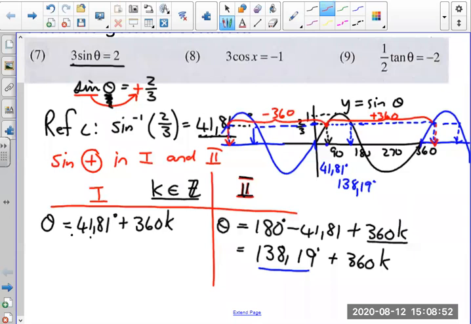So that's exactly what general solution means. General solution means you want all the possible answers. Okay? And if you take this answer here and you go 360 degrees further, can you see you will find that value there? Or if you go 360 degrees to the left, you will get that answer there.